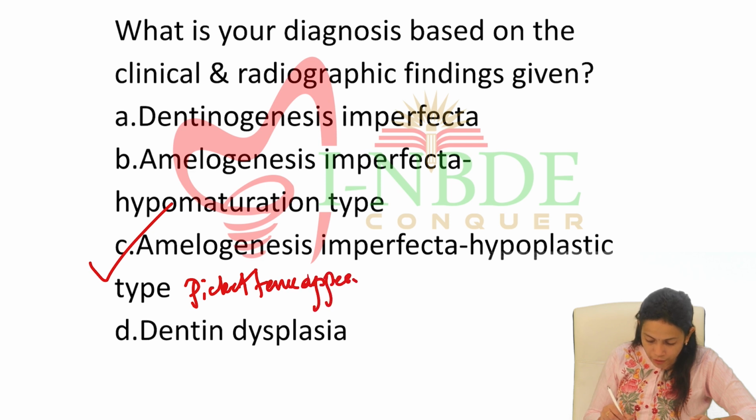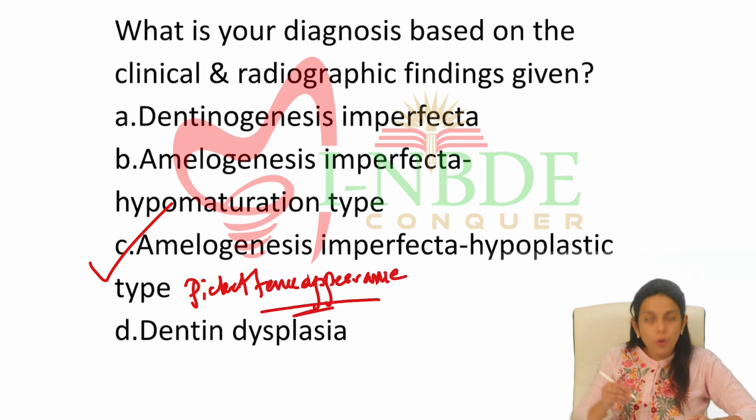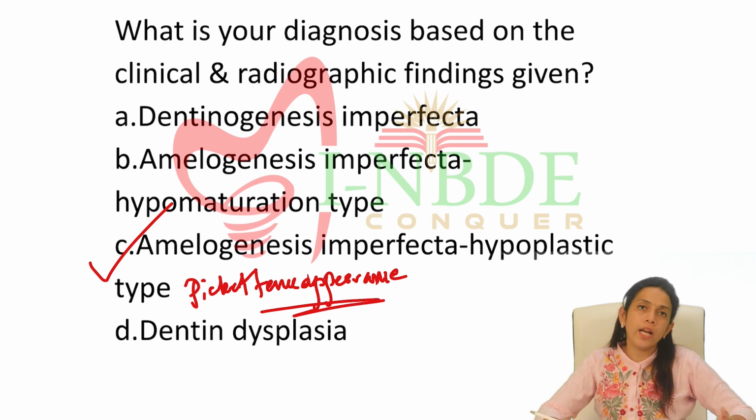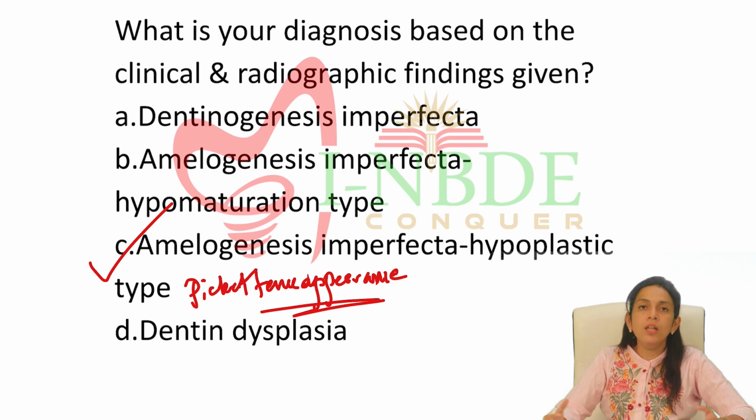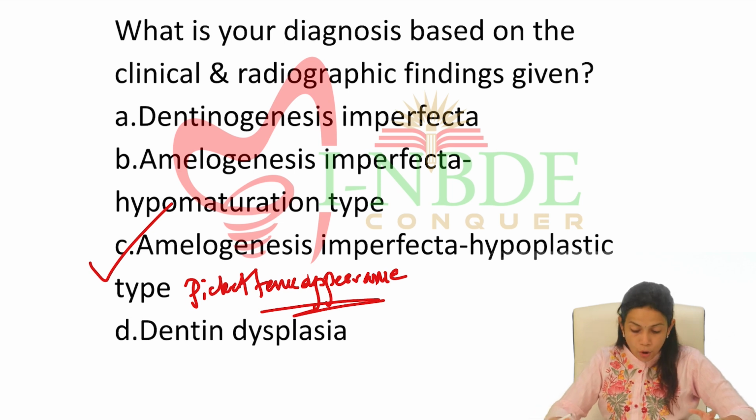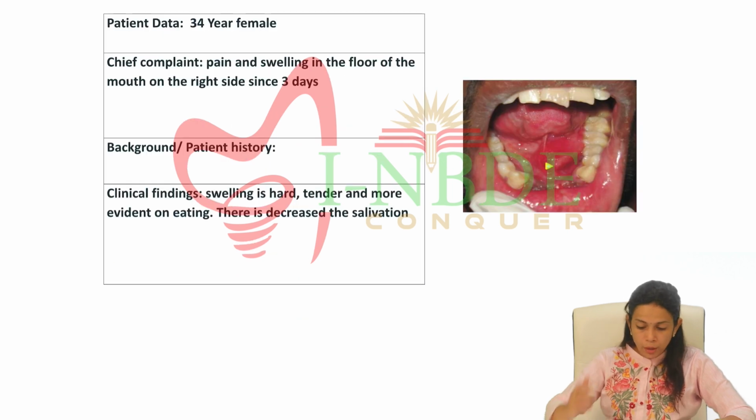Radiographic finding is a very important thing for us to think of the diagnosis. Here you have seen that there is no contact, so there is less enamel. So this is a hypoplastic type of amelogenesis imperfecta. If snow-capped teeth are there, then you can go for the hypomaturation type. So this is from your radiology point of view. Good. Now coming to the next question.